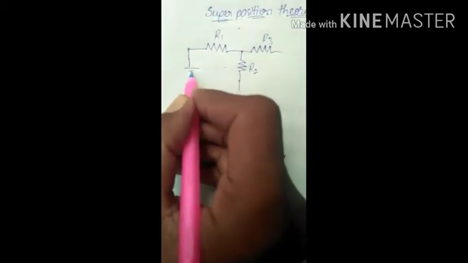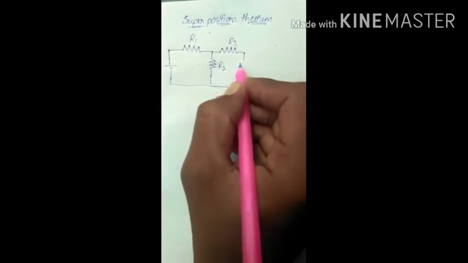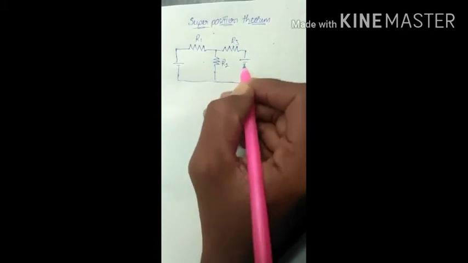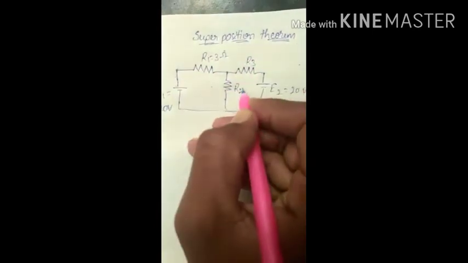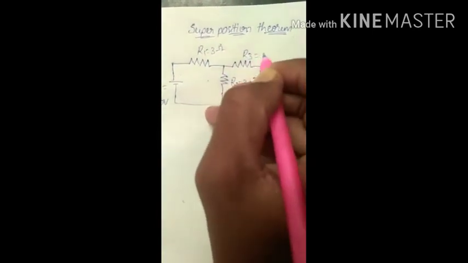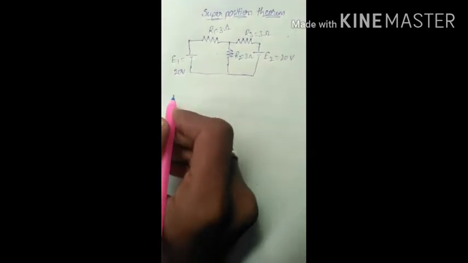Here we are taking two voltage sources, E1 and E2, and E1 is 20 volts, and E2 is 20 volts. R1 is 3 ohms, and R2 is 3 ohms. R3 is 3 ohms. For applying the superposition theorem, first we kill the source.